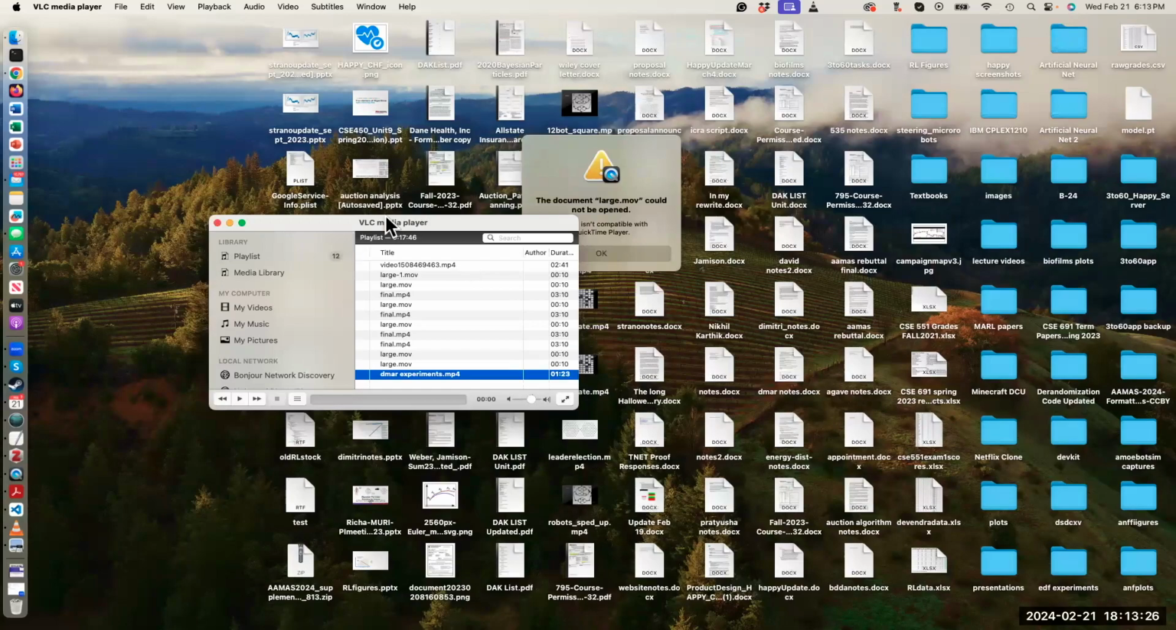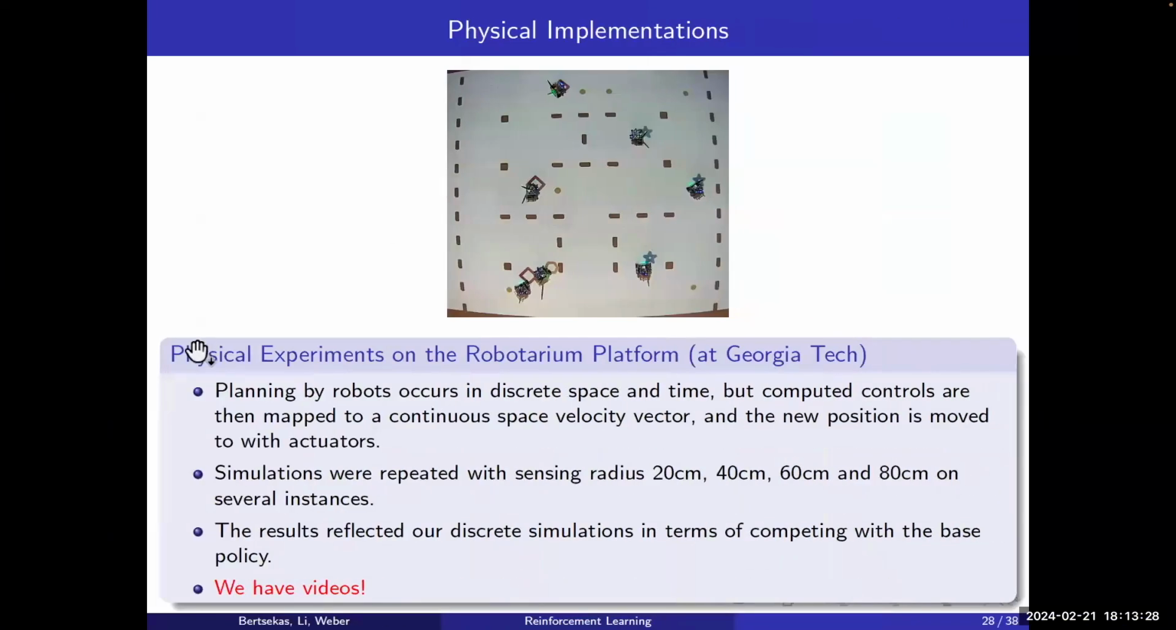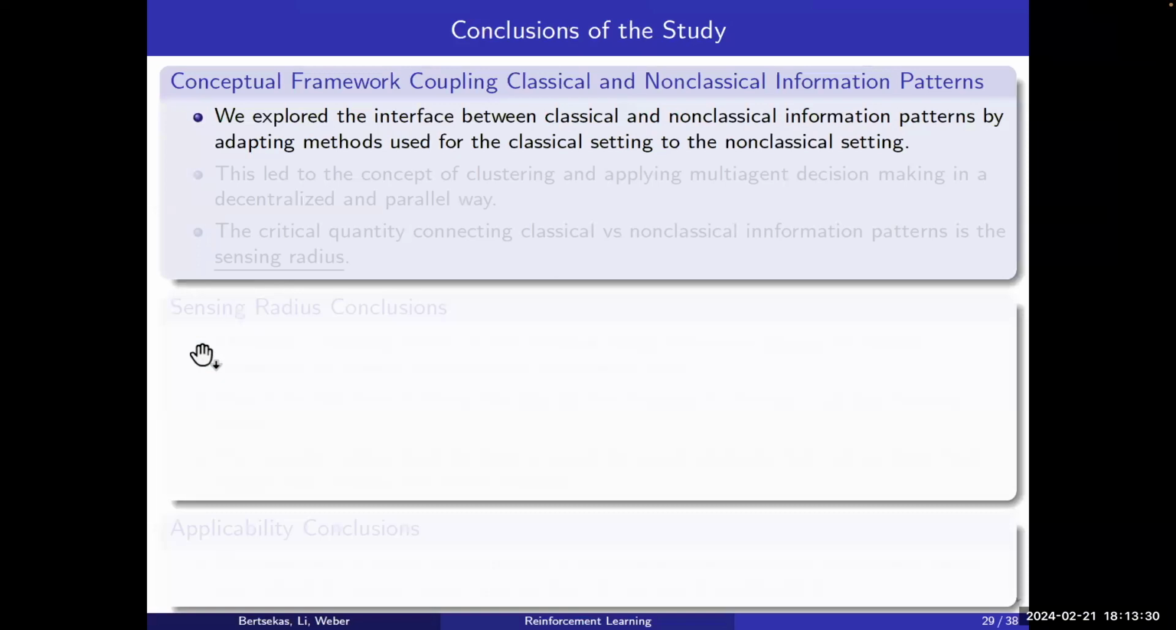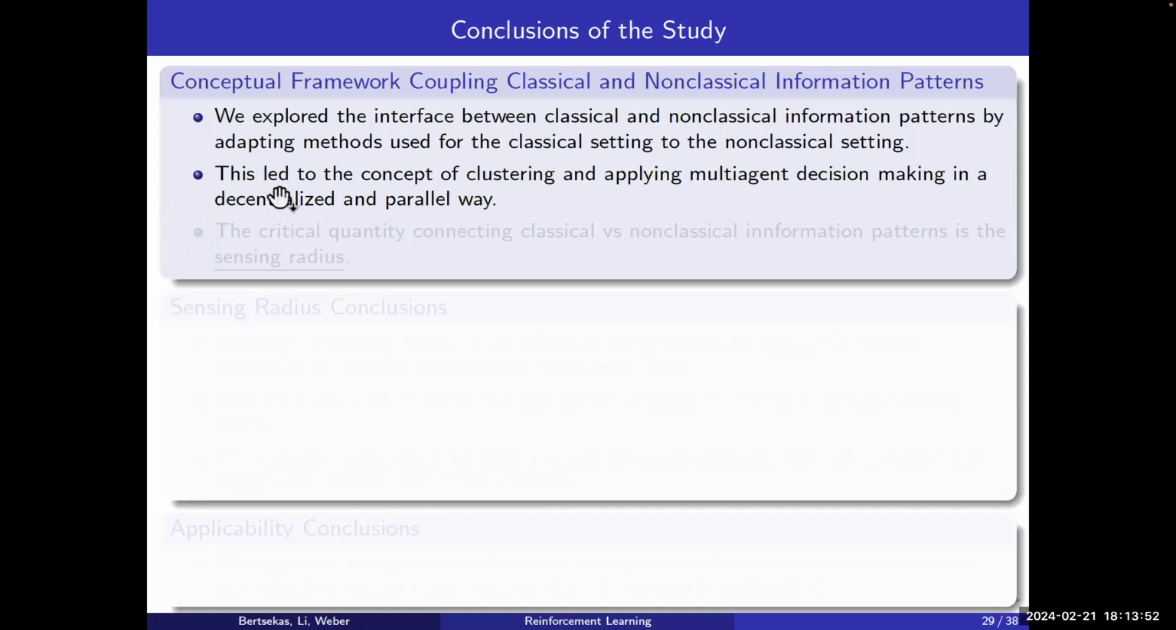Okay, so there's some example simulations for you. So let me wrap this up. So here are the conclusions of the study. So the conceptual framework coupling classical and non-classical information patterns is as follows. We explore the interface between classical and non-classical information patterns by adapting methods used in the classical setting to the non-classical setting. This led to the concept of clustering and applying multi-agent decision making in a decentralized and parallel way.